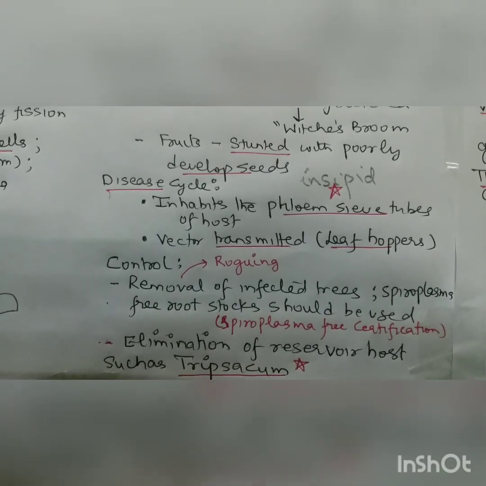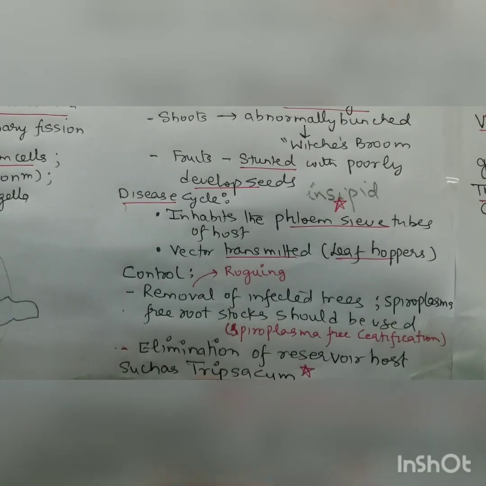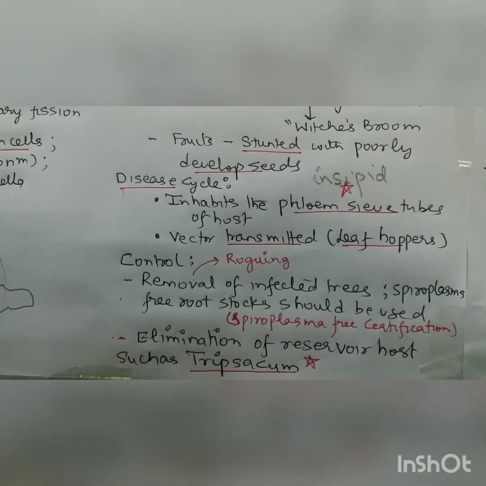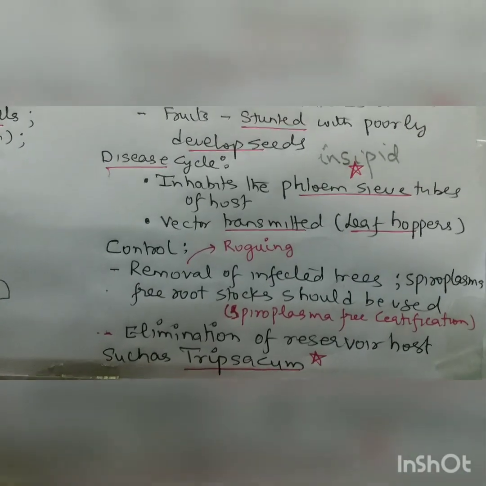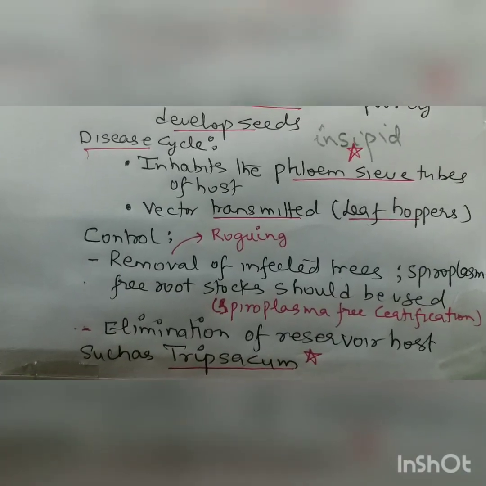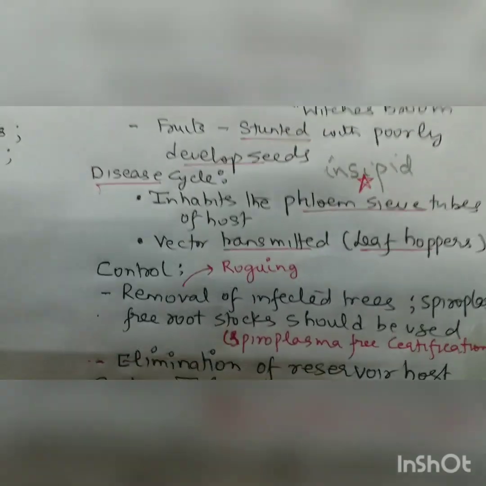There is one reservoir host called Tripsacum. So Tripsacum should be removed, so that na rahega baanch, na bajegi bansuri. So this reservoir host should be removed, so it will give us full protection from the disease.